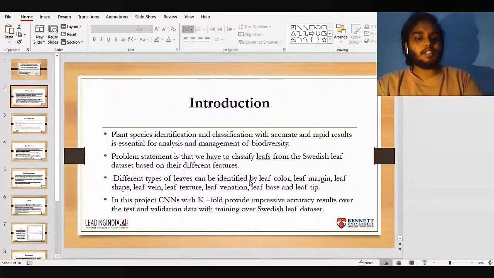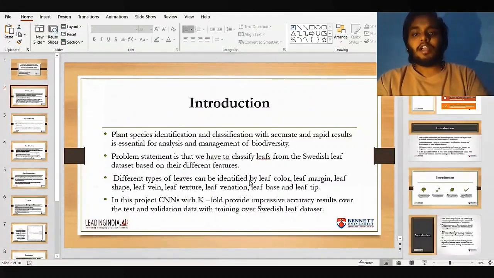Plant species identification and classification with accurate and rapid results is essential for analysis and management of biodiversity. Our problem statement was to classify the leaves from the Swedish leaf dataset based on their features. As you know, different types of leaves can be identified by the leaf colors, the leaf margin, leaf shape, leaf vein, etc.